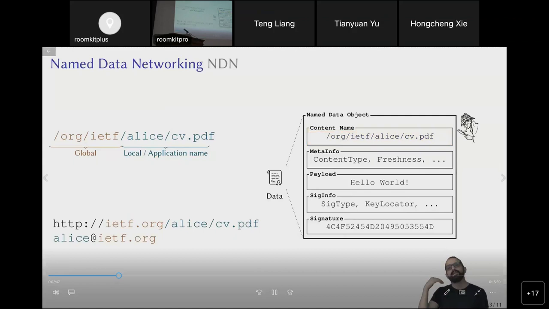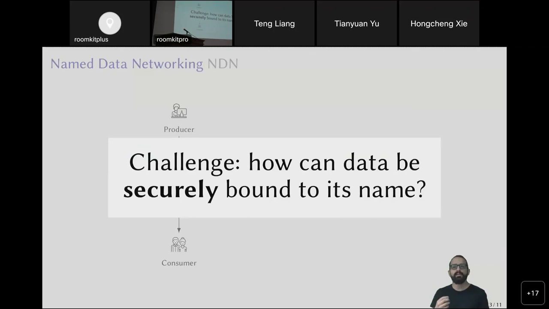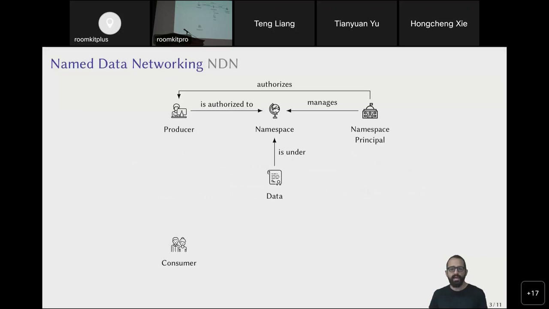When everything evolves around names, the challenge that we have is how can we secure the binding between a name and data so that not everyone can claim any arbitrary name and publish data under that. For that, we have the possibility of having a namespace principal that owns the namespace and authorizes producers to publish names over there. So the question is, how can a consumer know which producers are authorized? Basically, producers can sign data, which they do by default in NDN, and consumers can validate the signature using corresponding public keys.